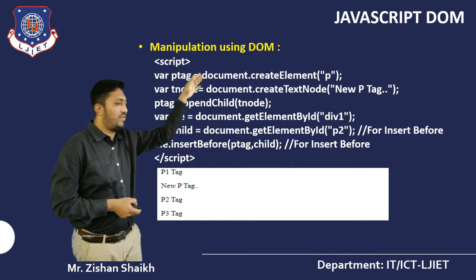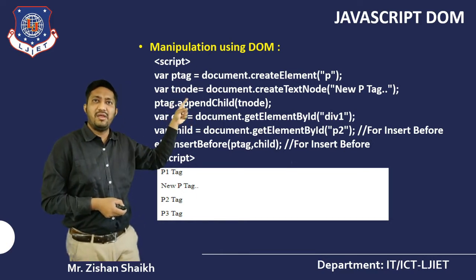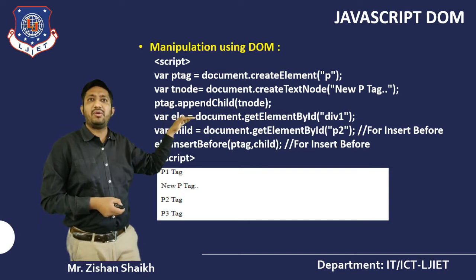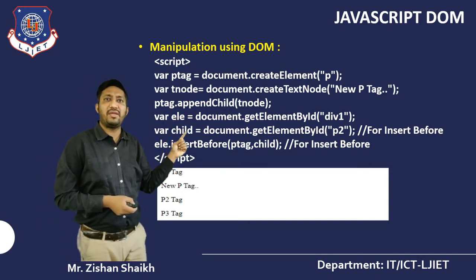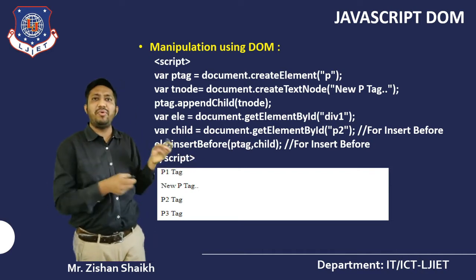The first four lines of your program are the same here. The P tag is there, the P node is there, appendChild is there, and we are selecting the div. The first four lines are the same. After that we have to take care about which element we are using to insert before.